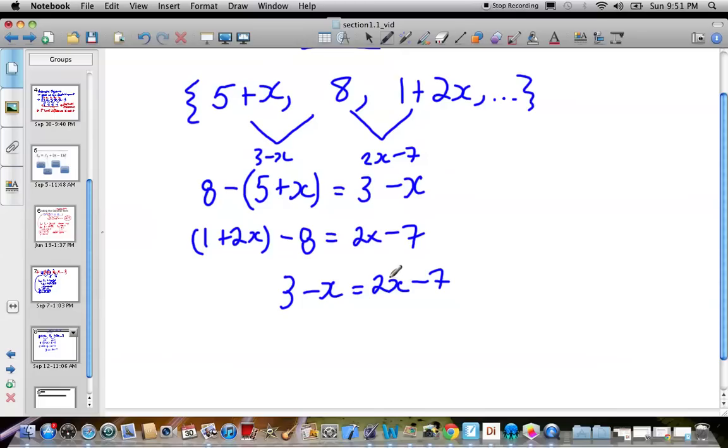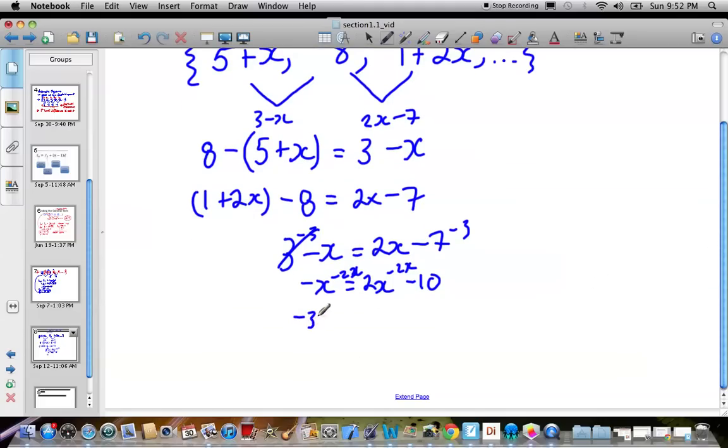So again, solving this thing is kind of something I assume you're pretty good at. I'll take my time here. So I'm going to add 7 to both sides. Actually, I'm going to change my mind on that one. I'm going to subtract 3 from both sides. Subtract 3, so I end up with negative x, this goes away, is equal to 2x minus 10. Then I'm going to subtract 2x from both sides. The reason I changed my mind is because I like the x's on the left-hand side. It's just the way I am. And then negative 3x, this goes away, minus 10, and then I'm going to divide both sides by negative 3. So x is equal to 10 over 3.